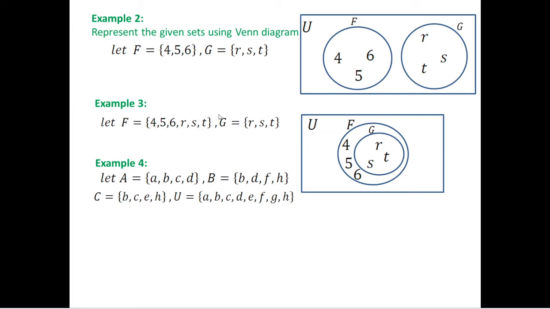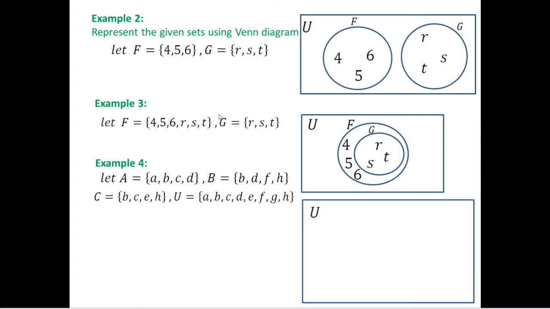Let's go to example 4. Let set A be the set with elements A, B, C, D. Set B with elements B, D, F, H. Set C with elements B, C, E, H. And our universal set is the set with elements A, B, C, D, E, F, G, H.